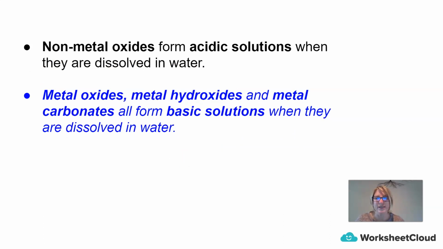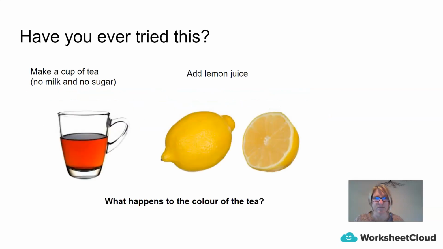So we're going to be focusing on metal hydroxides and how they react with acids. So a metal hydroxide forms a basic solution when it is dissolved in water. So have you ever tried this? Make a cup of tea with no milk and no sugar, and add some lemon juice bit by bit. What happens to the color of the tea?